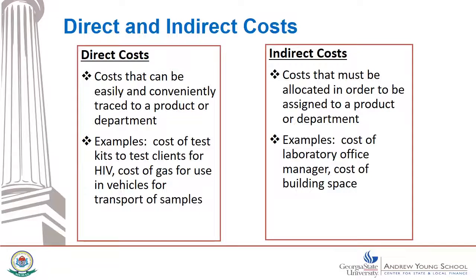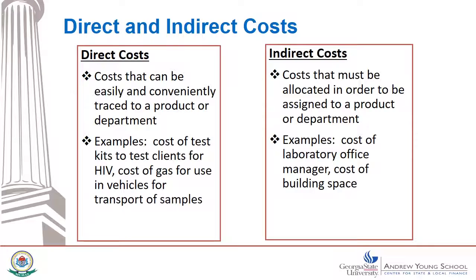Direct costs are costs which can be easily and conveniently traced to a particular product, department, or activity. Examples include the cost of test kits to test clients for HIV, or the cost of gasoline used in transporting test samples. Indirect costs are those that must be allocated in order to be assigned to a particular product, department, or activity. Examples include the cost of the front office manager or the cost of building space.